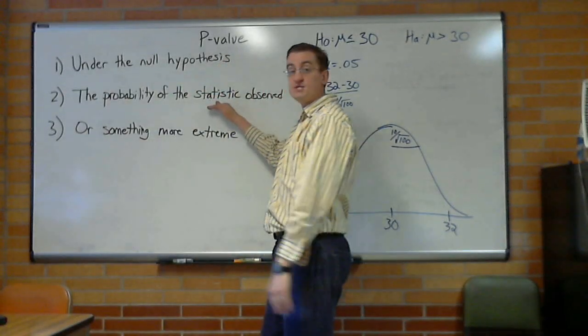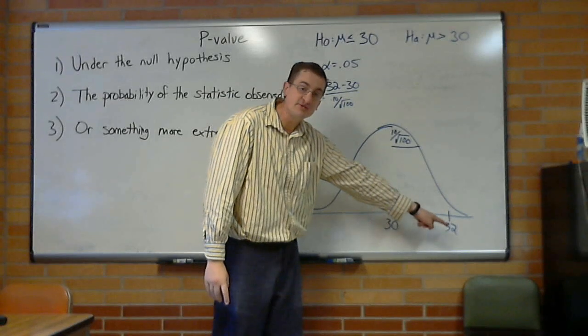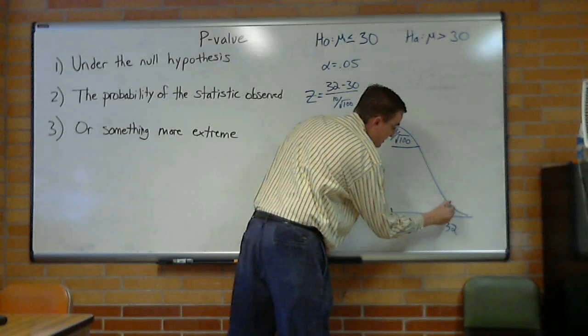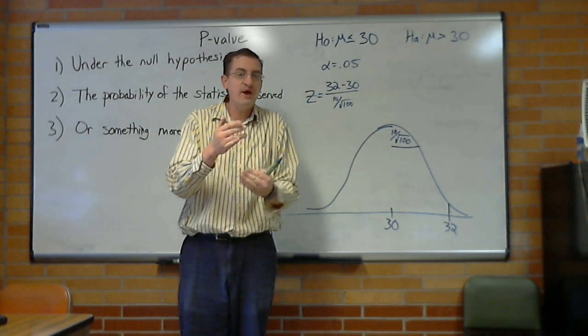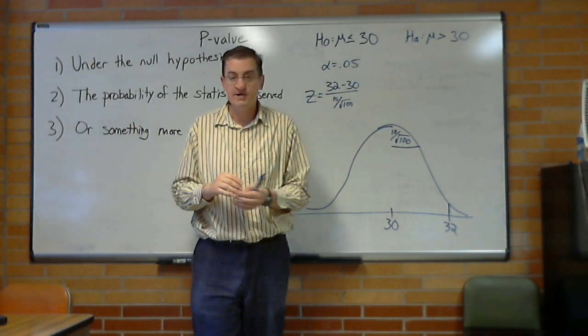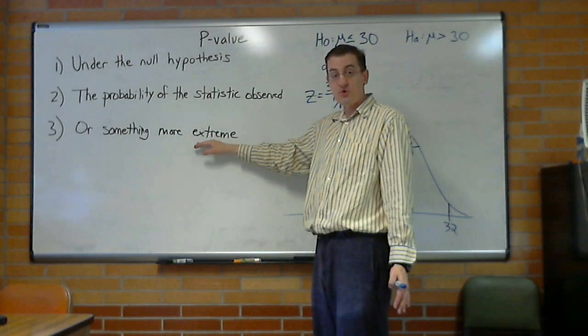The second part is, what's the probability of the statistic? So let's assume our statistic was 32 miles an hour, and so we're going to say, what's the probability of 32? But if we said, what's the probability of exactly 32? There's no area there. We'd have a probability of 0. It needs to say in what direction. And that's why the third step is probability of that or more extreme.